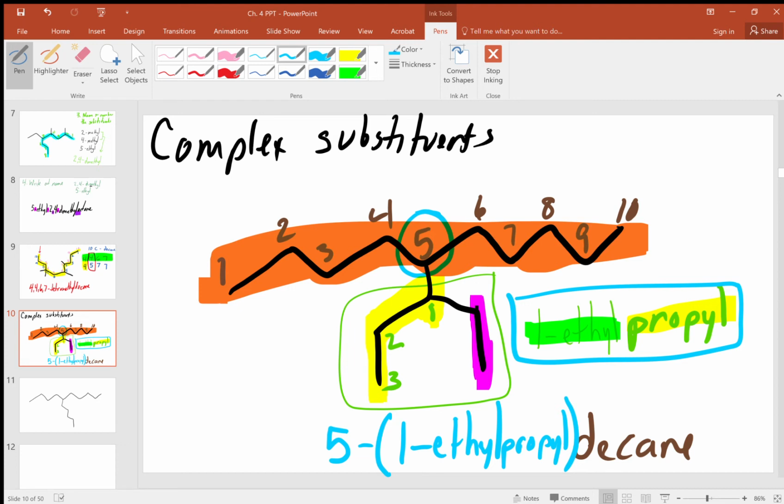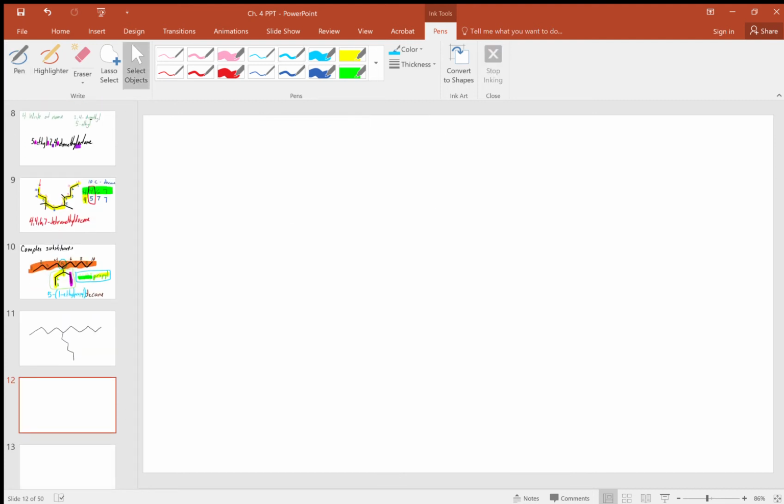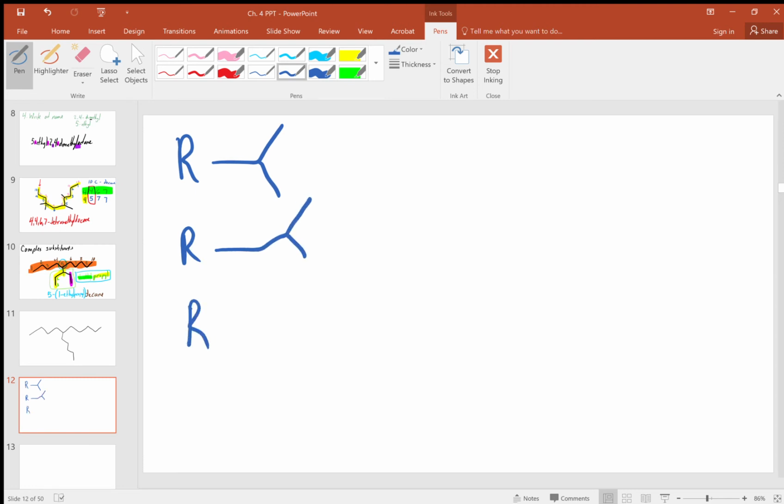Now, the reason that we get into these more complex substituents is that there are some that are very common and very important. And so if we assume in each of these structures that I'm drawing that the R group is the parent chain, then we can just see what's left of the substituent.